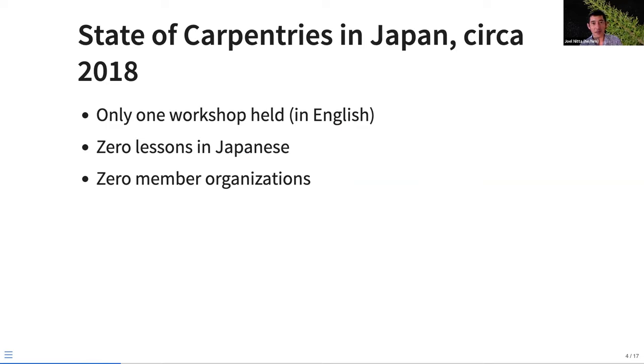Looking at the start of Carpentries activities in Japan, that started around 2018. And at the time, there had only been one workshop held in English, not in Japanese. There were zero lessons, zero content available in Japanese, and zero member organizations. So it was basically nothing.